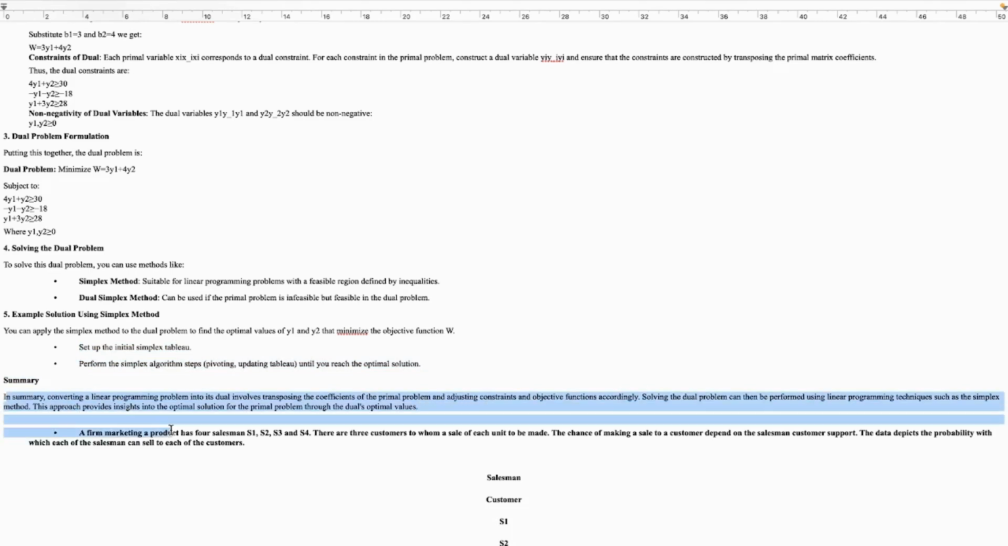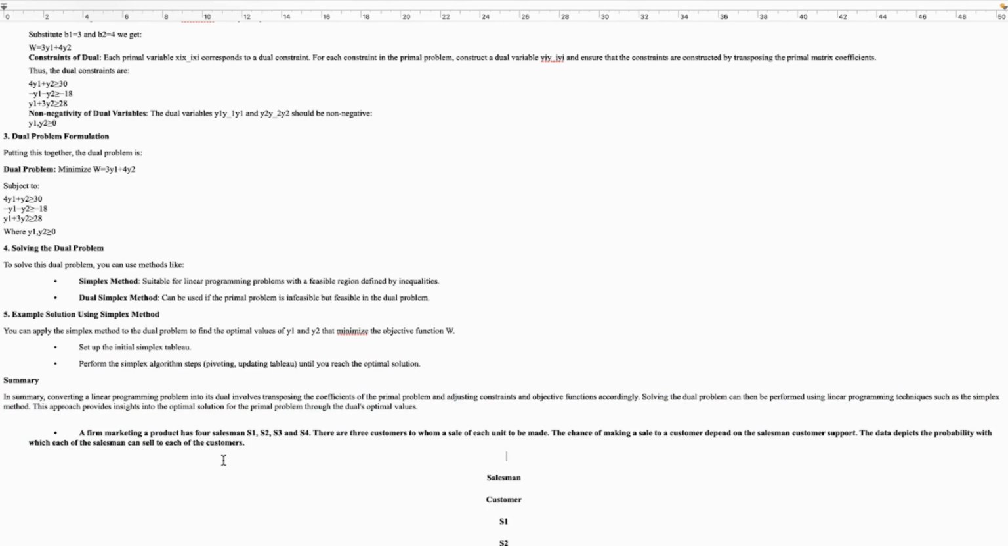By this we will be ending up with this question: a firm marketing a product line has 4 salesmen, S1, S2, S3, S4.